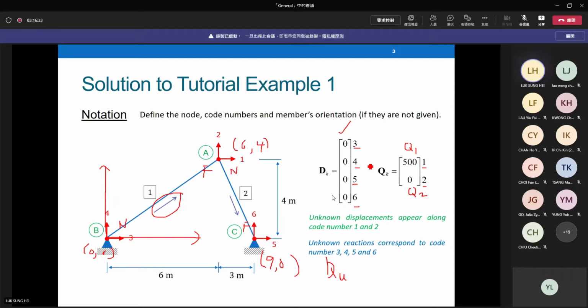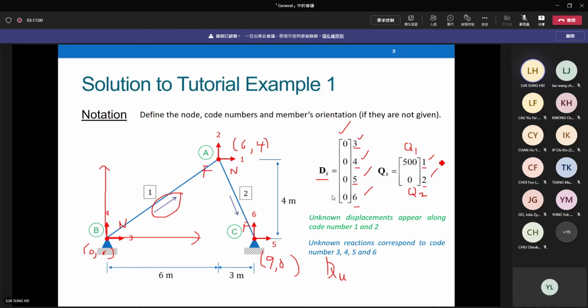You can also double check the code number. For the known displacement, you can find degrees of freedom 3, 4, 5, 6. The remaining 2 numbers should appear in qk, the known force vector, so that they complete the whole series of the code number. So it seems that our given information is all right. Then we can proceed to the next part.